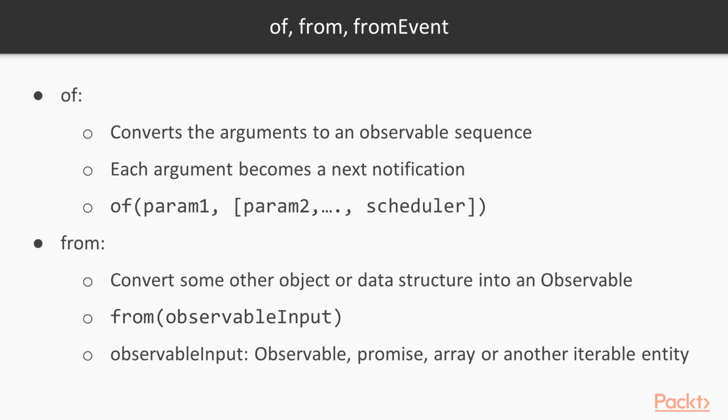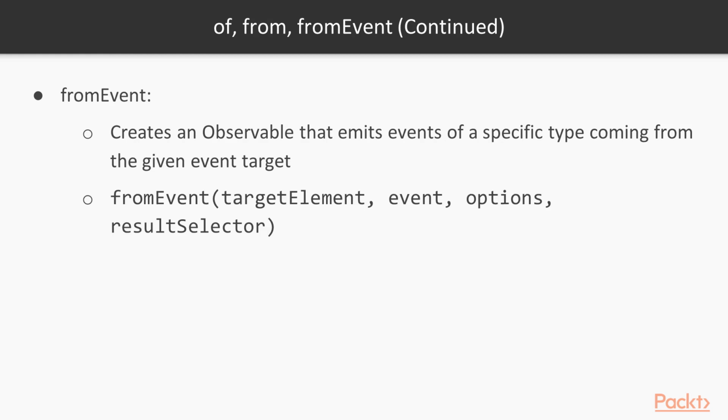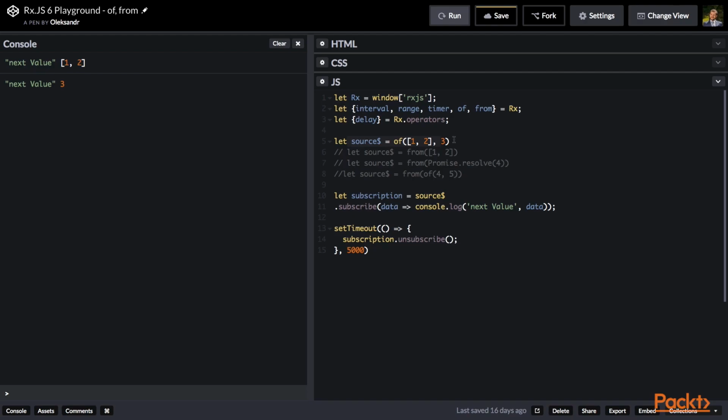From converts some other object or data structure into an observable. Unlike of, it accepts only one param of observable input type. It means that the param can be an array, promise, or observable. The from function iterates an array and emits each array value. It also can resolve a promise and emit the resolved value. fromEvent is usually used to wrap user input events in a stream. We already saw an example in a section 1 video, where all input element value changes were converted to an observable sequence.